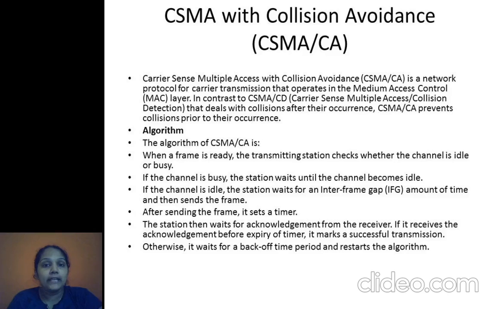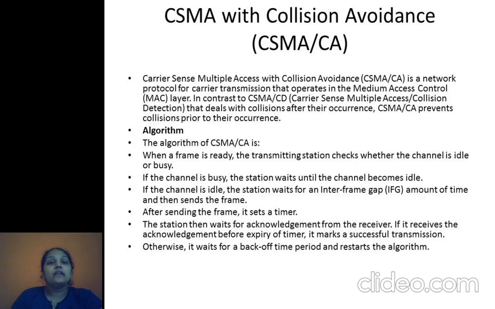When a frame is ready, the transmission station checks whether the channel is idle or busy. When the sender wants to send data from the sender to the receiver side, the algorithm checks whether the channel is idle or busy. If the channel is idle, then and only then the data frames are sent from sender to receiver side. Second, if the channel is busy, the station waits until the channel becomes idle.